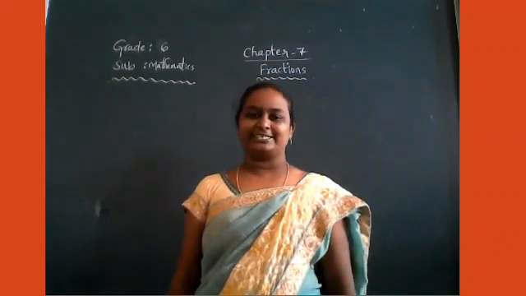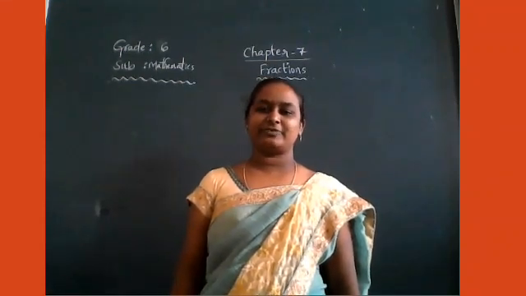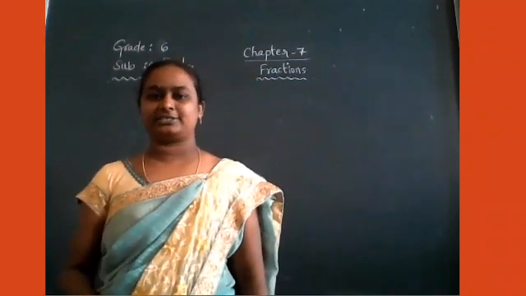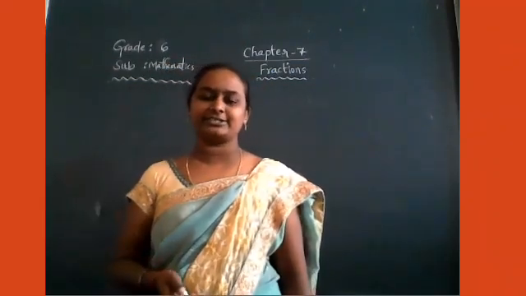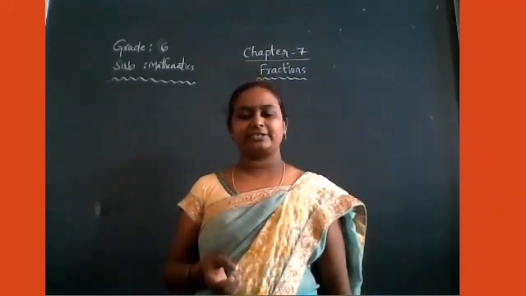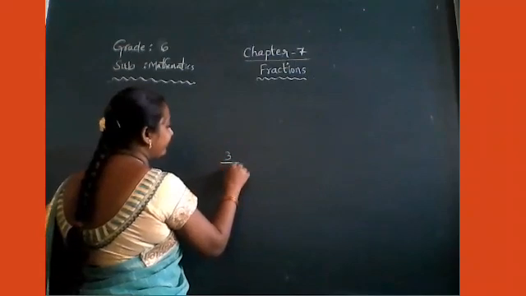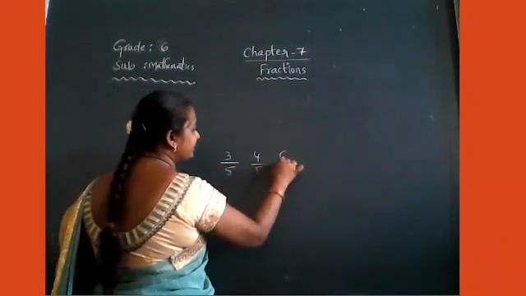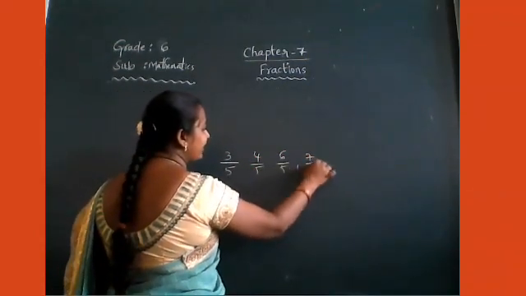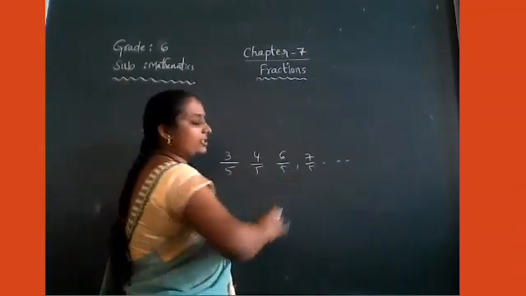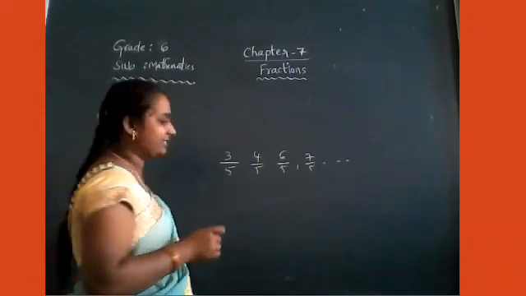Very good, nice. Okay children, in the last class what have you learned? Like fractions and unlike fractions. Tell me, what are like fractions? A fraction having the same denominator. So that is 3 by 5, 4 by 5, 6 by 5, and so on. So fractions having the same denominators are called like fractions.